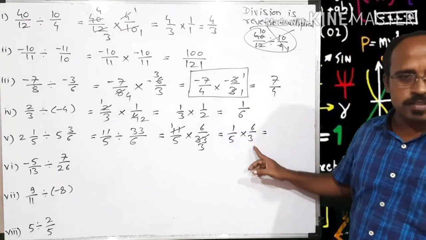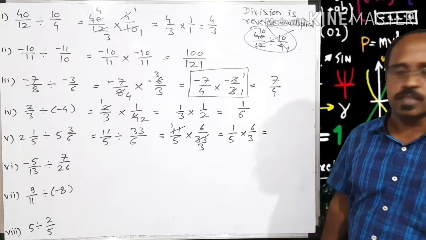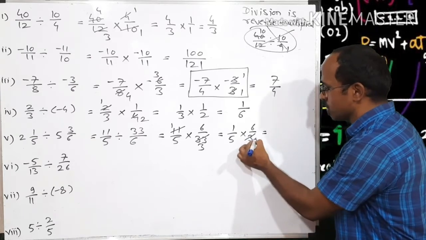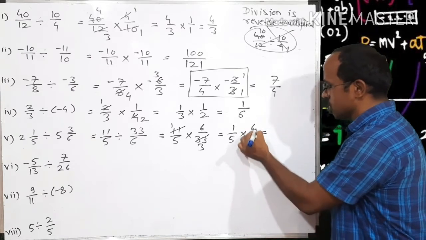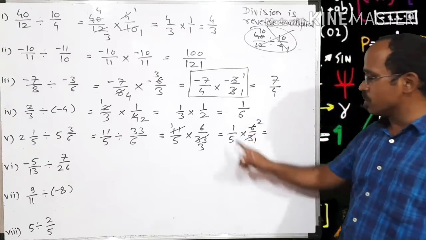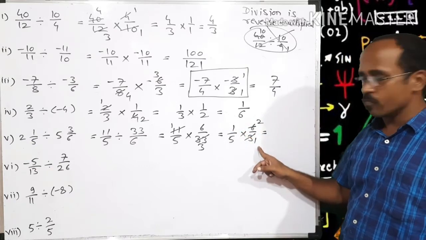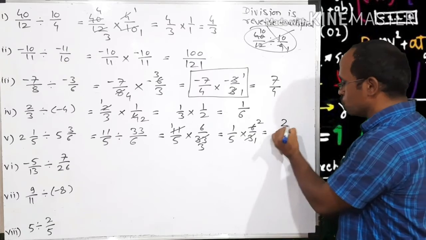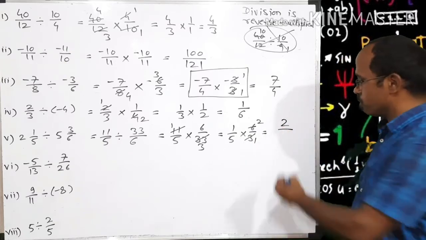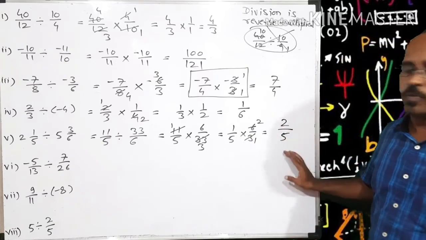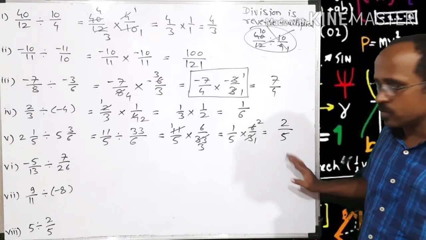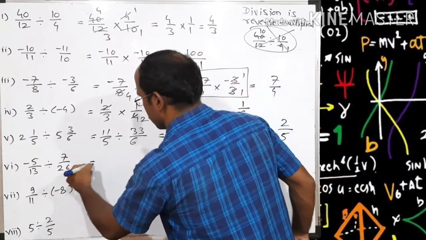Again, this 6 and 3 are divisible by 3. So if you divide by 3, here 3 1s are 3, 3 2s are 6. So what remains? 1 into 2 upon 5 into 1. 1 into 2, 2. 5 into 1, 5. So 2 upon 5 is our answer. Clear friends? Let us see the next example.